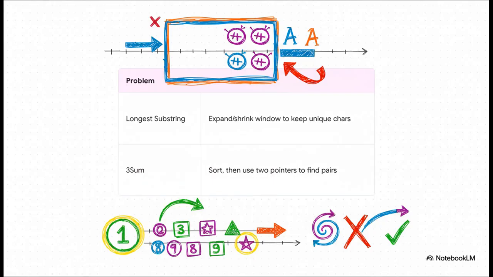And here are two perfect examples. For longest substring, you imagine a window that expands from the left. As soon as you hit a repeating character, you shrink the window from the left until the repeat is gone. For 3-sum, it's brilliant. You sort the array, pick one number, and then use two pointers, one at the start, one at the end, to hunt for the other two. It takes a problem that could be painfully slow and makes it super fast.